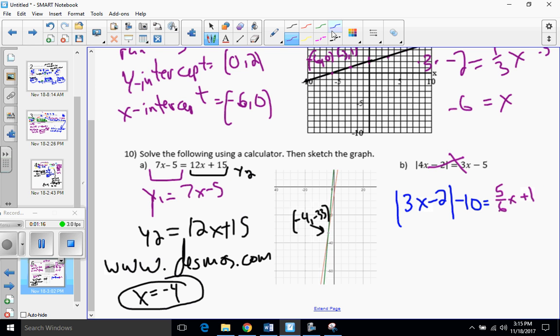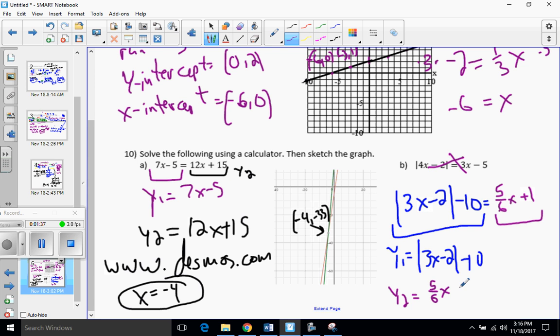So again, we're going to make this a system of equations. We're going to get the equation on the left, call it y sub 1 equals absolute value of 3x minus 2 minus 10. And then we're going to get the equation on the right, and say y sub 2 is equal to 5/6 x plus 1. And we're going to go ahead and put them into Desmos.